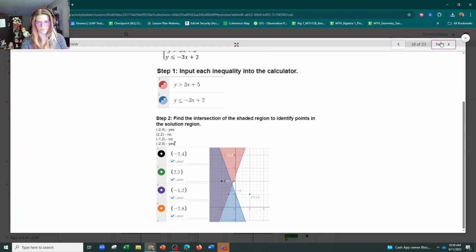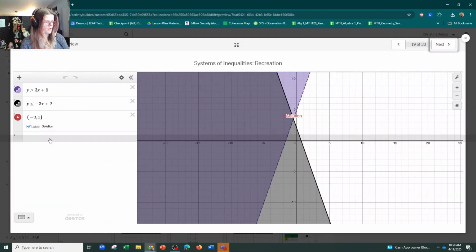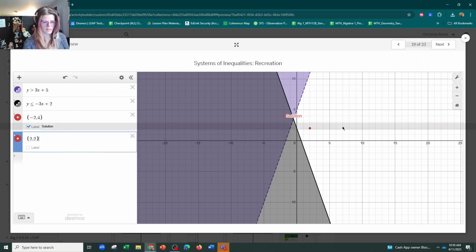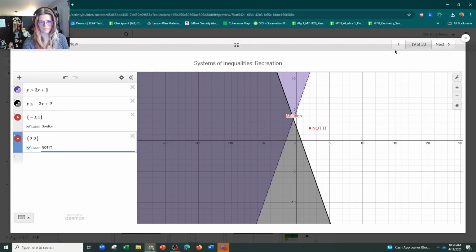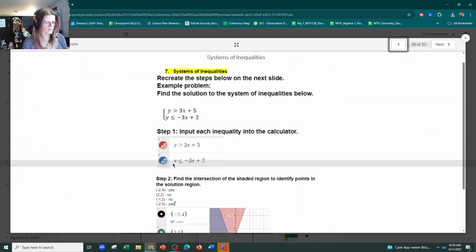And then we have 2, 2. On the line beneath that, 2, comma 2. And notice how it is not in the shaded region. So this is not a solution, because it's not in the shaded region.